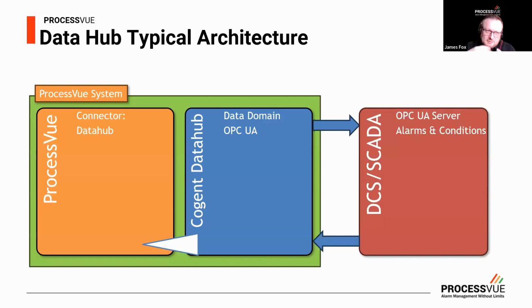But the way it works is you'll configure Data Hub to communicate with the OPC UA server alarms and conditions endpoint, at which point it will start to pull the UA alarms and events into a Data Hub domain, which ProcessVue can now connect to and pull in those alarms and events and store them in the database. So what it means is ProcessVue is now going to be able to work with a much bigger audience of devices and data sources for its alarm analytics.